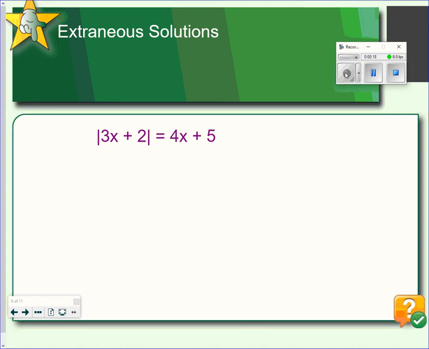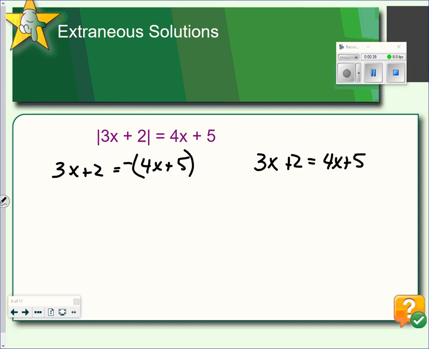So here's an absolute value equation, and we'll go ahead and solve it by separating into the two parts. So we have 3x plus 2 equals a negative (4x plus 5). Notice you do need the parentheses. And then our second equation, 3x plus 2 equals a positive 4x plus 5. And we solve both of these equations. I'm going to just turn off the video and get the answer, and you'll see it in a minute.